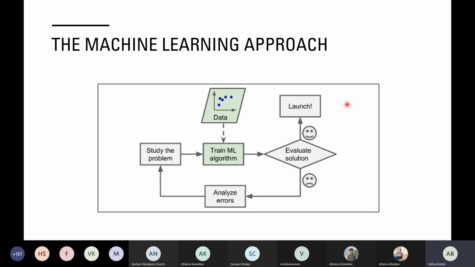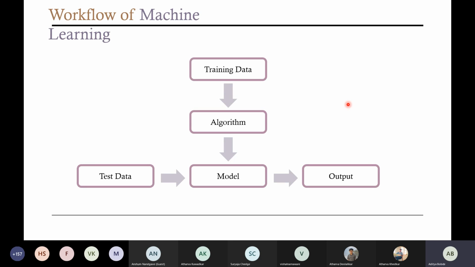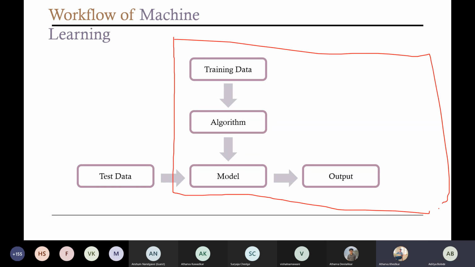So would you always prefer the machine learning approach or the traditional approach? Okay, so you have your training data, meaning the data you have collected. You will feed it into the algorithm, and the algorithm will do some computations and make a model, and the model will make an output. Now this typical part, ignore the test data, is known as your training model. You are training the model.